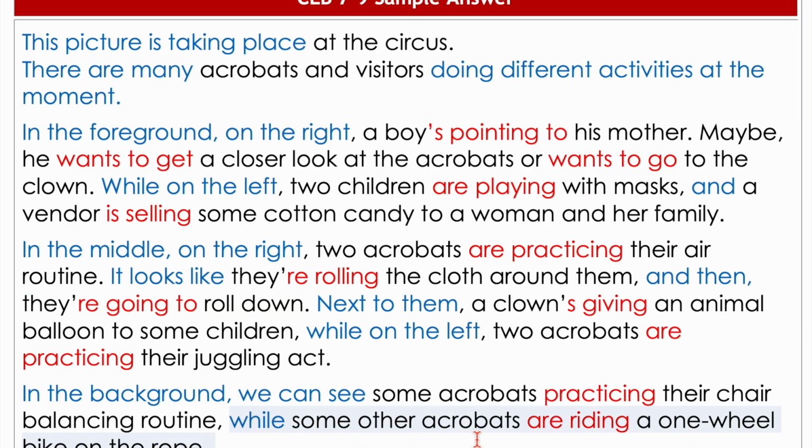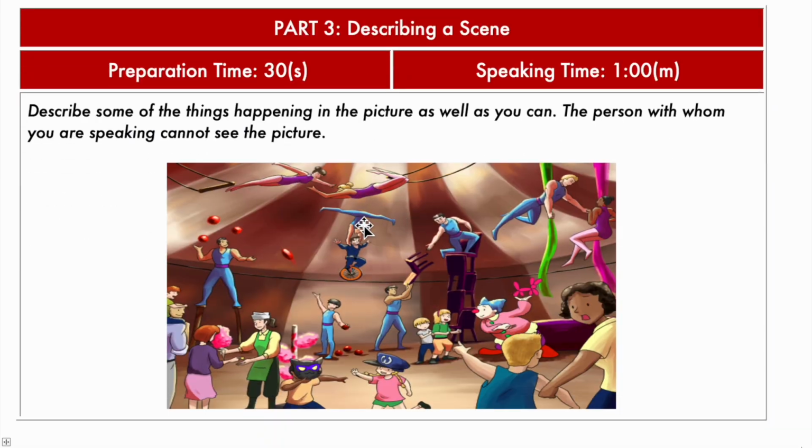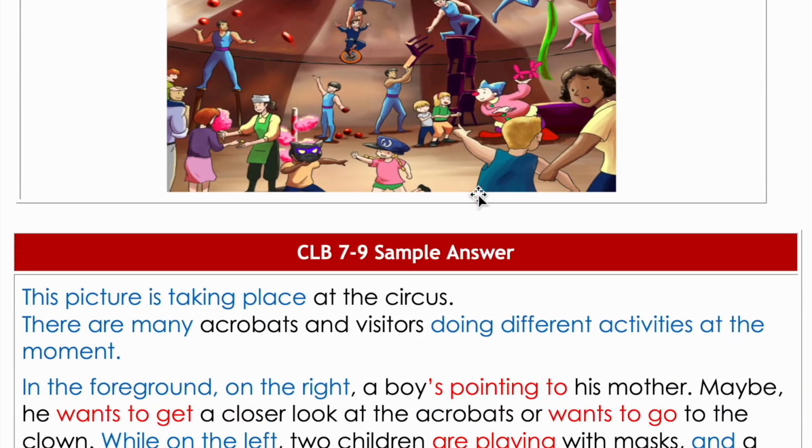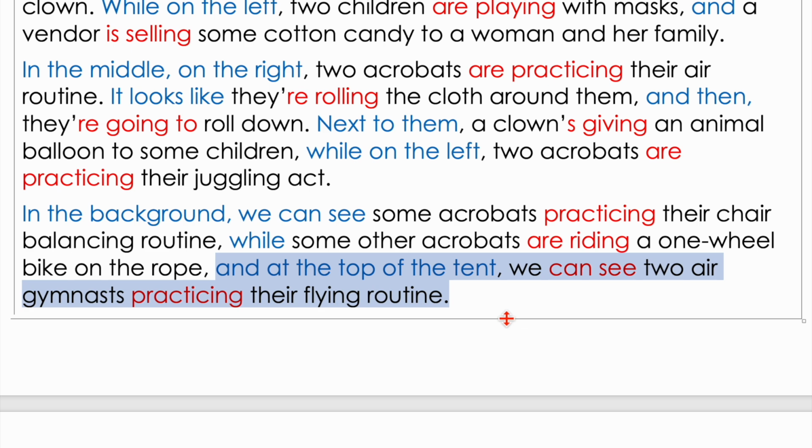While some other acrobats are riding a 1-wheel bike on the rope. We can say above them. It's okay, while, but we can also say while or above them. And the last one, and at the top of the tent. Okay, here at the top of the tent, we can see 2 air gymnasts practicing their flying routine. Okay, so air gymnasts, air acrobats.